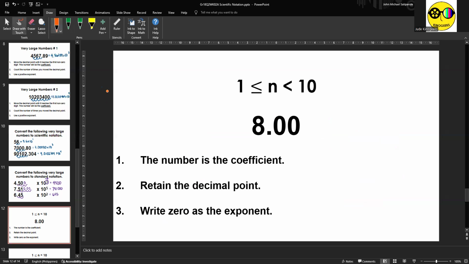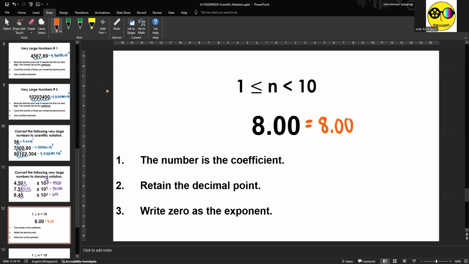Okay? So our example is 8.00. You will notice that the decimal point is already after the first non-zero digit, which is the number 8. So in that case, we have no movement of the decimal point, whether to the left or to the right. That means the number that you see on the screen is actually your coefficient already.